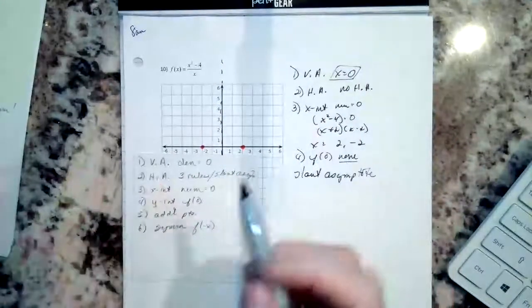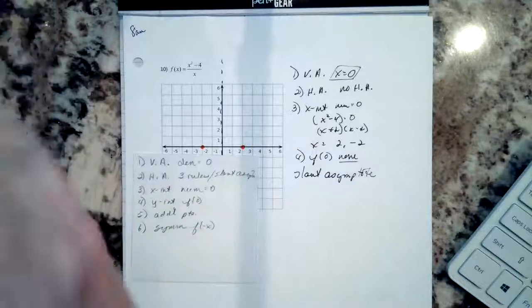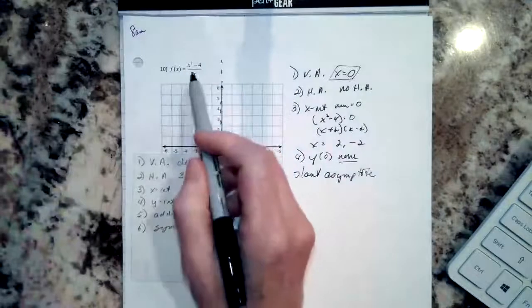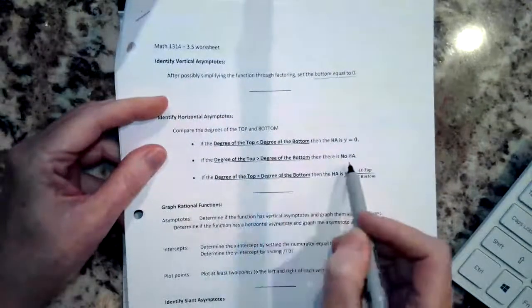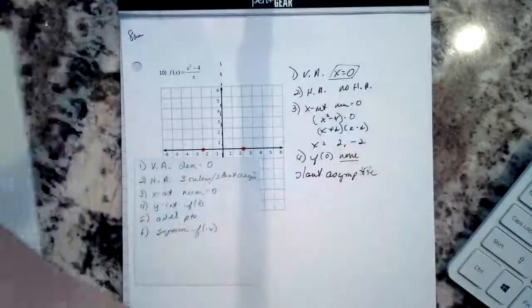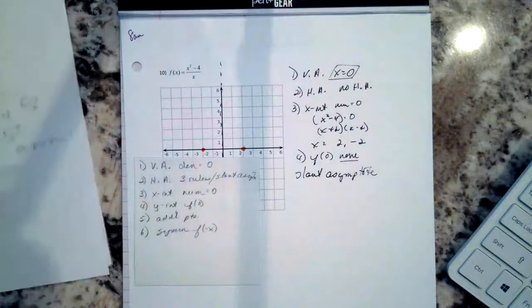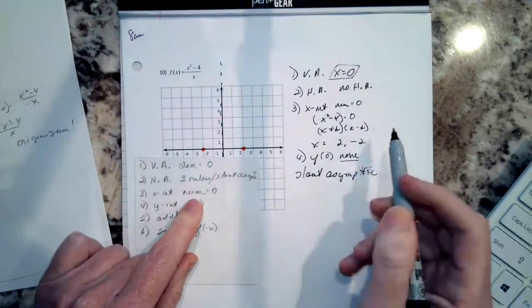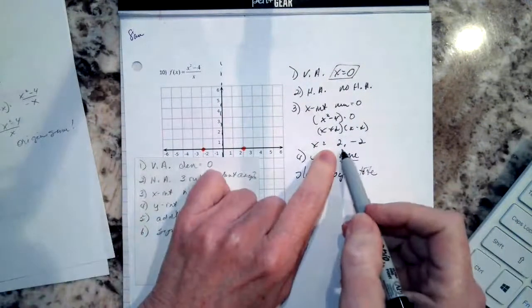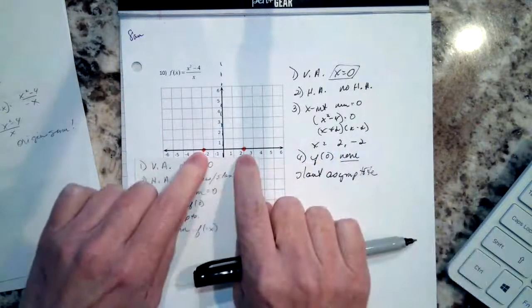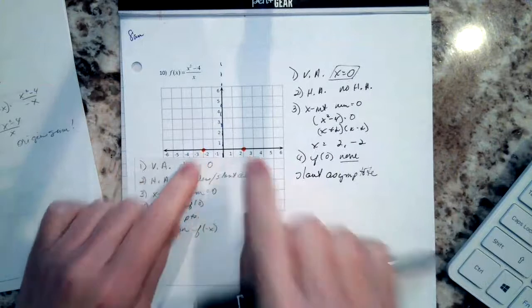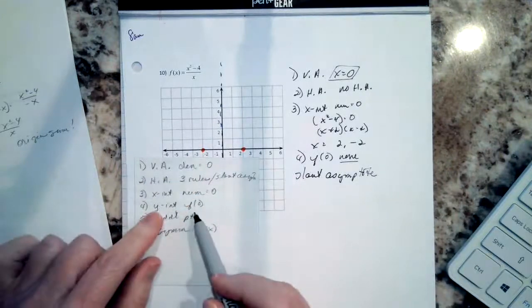Horizontal asymptote, that's the 3 rules. Let's look at those 3 rules. We have a top heavy. If the degree of the top is greater than the degree of the bottom, there is no horizontal asymptote. Third thing, x-intercepts, you're setting the numerator equal to 0. That's the difference of 2 squares, so we're getting x equals 2 and x equals -2. Our boomerangs will go through those 2 points.